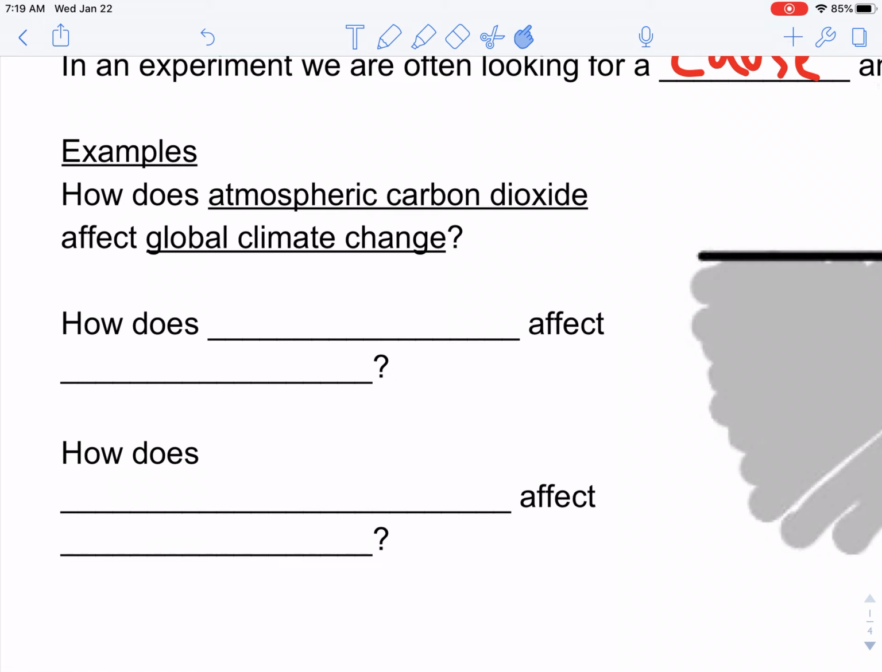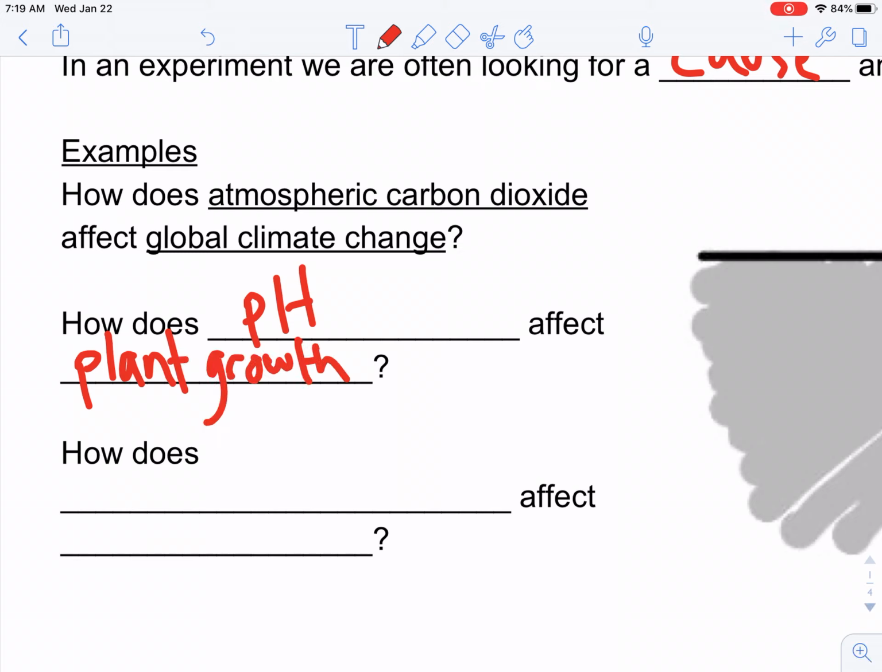How does atmospheric carbon dioxide affect global climate change? How does the pH of a soil, meaning how acidic a soil is, affect plant growth? So we can write that in. How does pH affect plant growth? A farmer would want to know this question because they want to know if their soil is too acidic to grow their crops.